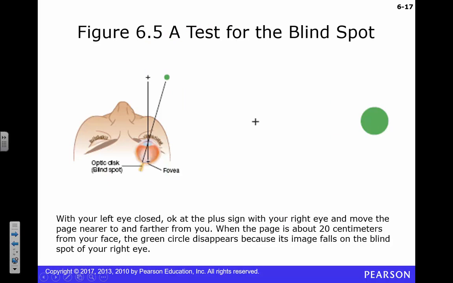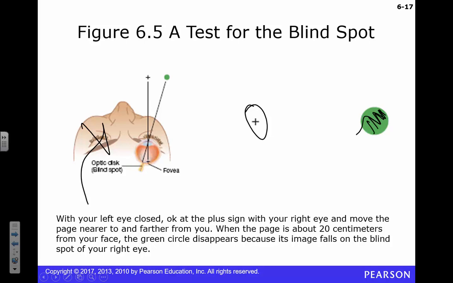This is a blind spot test. It's not going to work, because it's not the right size and it's not the right distance for you. If this was closer, you could stare at this plus sign and close your left eye. You can get these printed on cards or in a book. You can move it back and forth. Once you get it about this far from your face, give or take a little, that green dot will start to flicker and disappear.